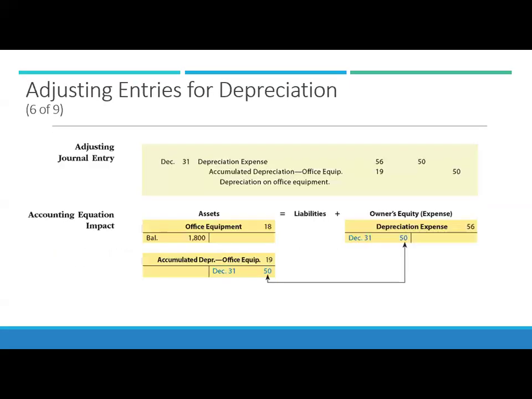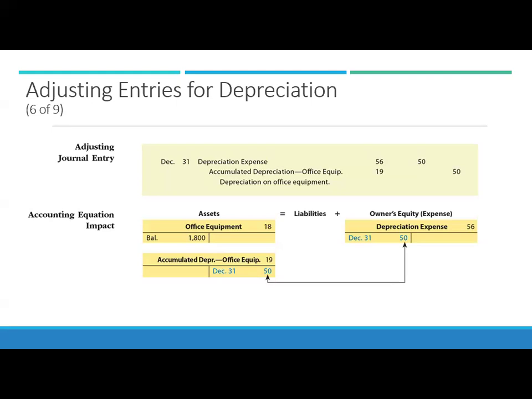That would be incorrect because we want to debit depreciation expense, credit accumulated depreciation. But for this example, it is office equipment. The office equipment balance is 1,800, and then the accumulated depreciation office equipment is 50.